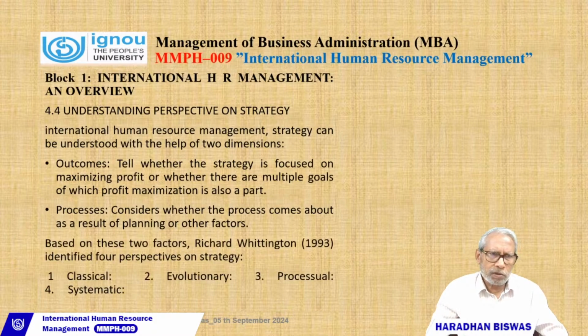So there are two factors. Based on these two factors, Richard Whittington identified four perspectives. That is one of the classics, or we can say there are four windows from where you can picture things. They give you some idea about this. Classical, evolutionary, processual, and systemic. There are four possibilities for the strategies.